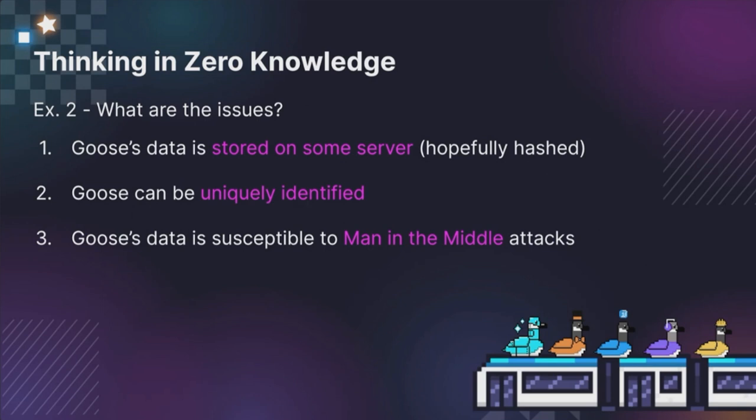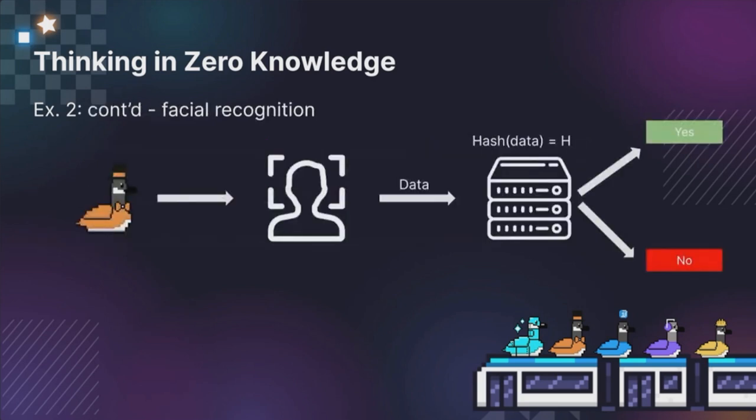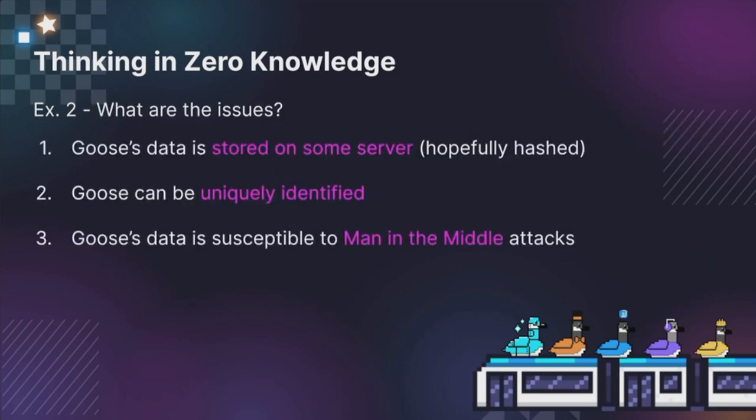Or in a more abstract sense, they could adversely use that information. Another problem with this model is that Goose is susceptible to a man in the middle. At some point, Goose has to rely on their sensitive data being transmitted from their device, or from a kiosk, or from any sort of scanner for that matter, to some server. In between that, if the channel is compromised or the actual hardware itself is compromised, there might be some complications there, and Goose might get his private data leaked. So those are the three issues, and we're going to address these three using zero knowledge.